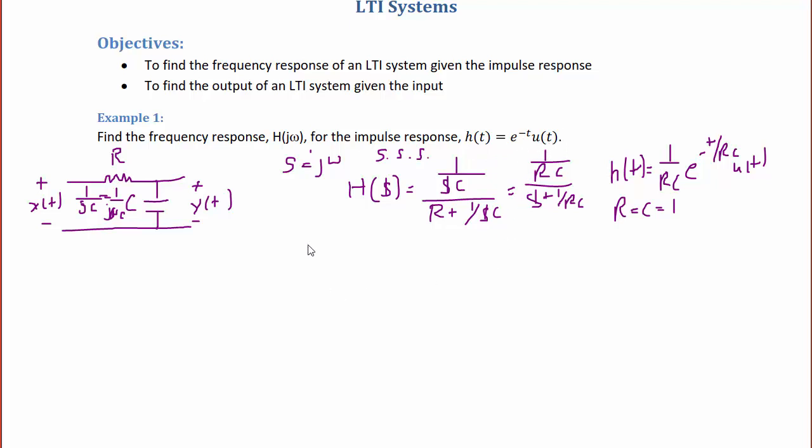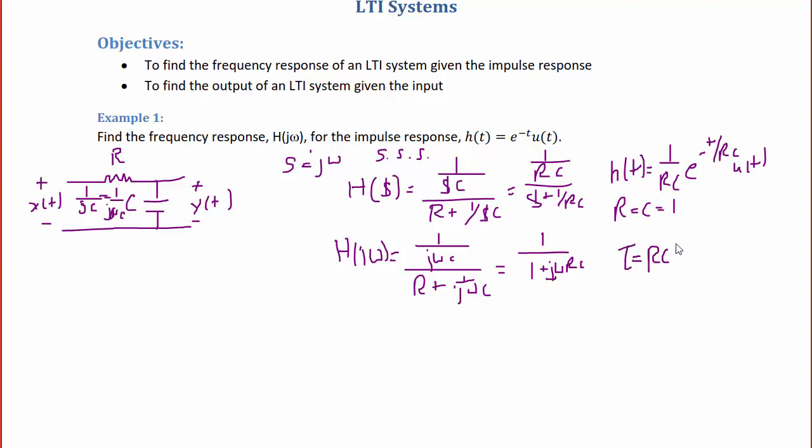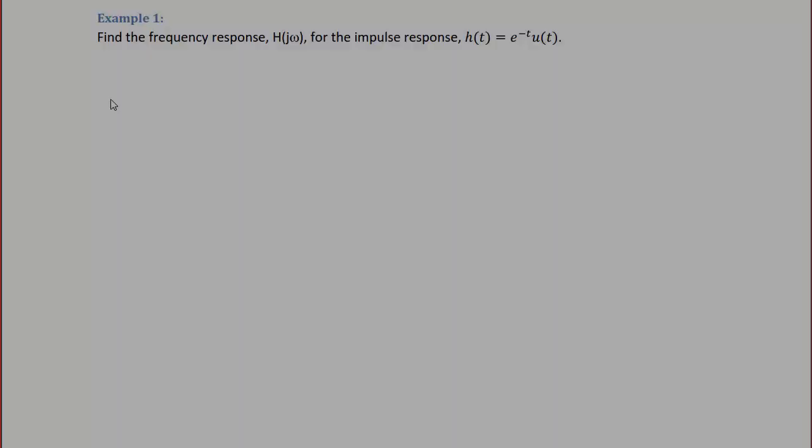We could also do the same thing to find H of j omega, our frequency response, which would be 1 over j omega C divided by R plus 1 over j omega C, which can be rewritten as 1 over 1 plus j omega RC, where tau equals RC. That's our time constant, which would be 1 second. So hopefully you can now see how our impulse response and our transfer function and our frequency response are all related. So now back to example 1.